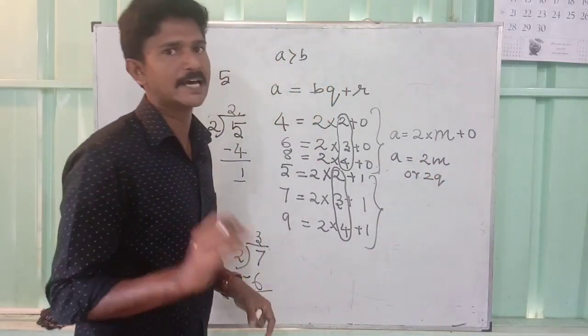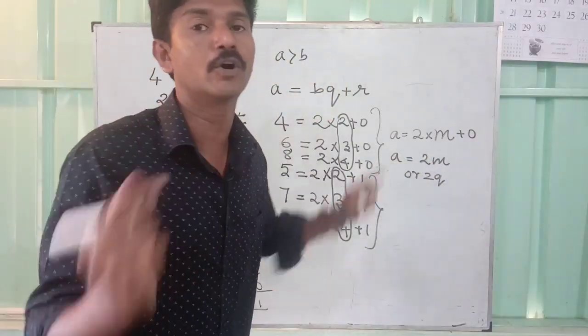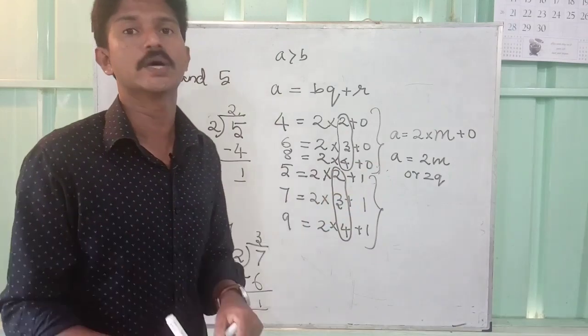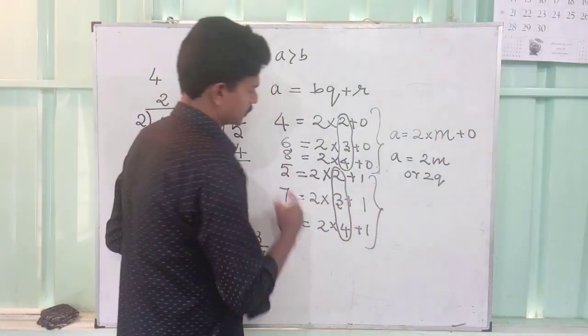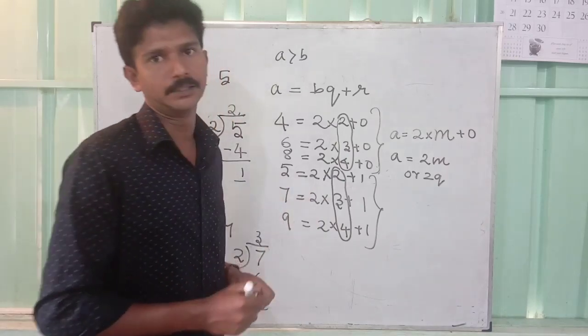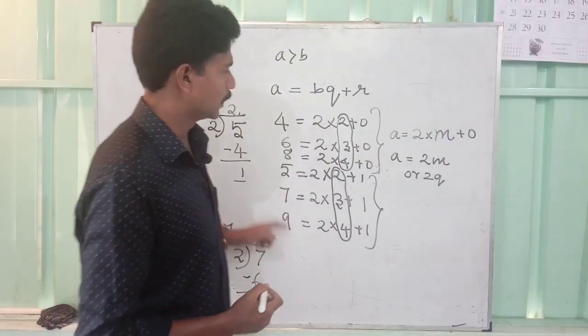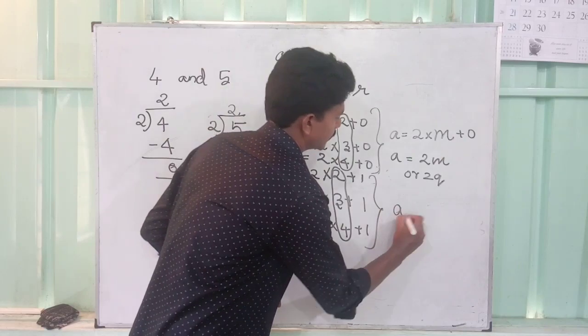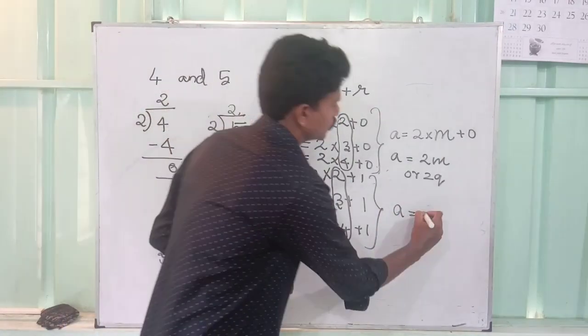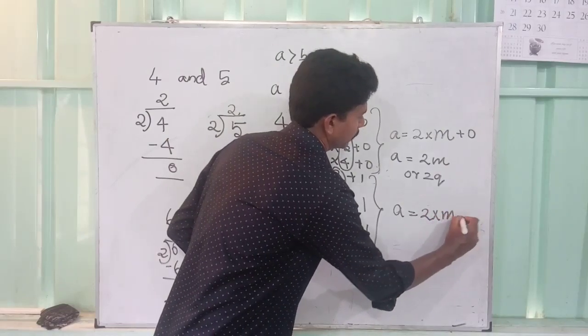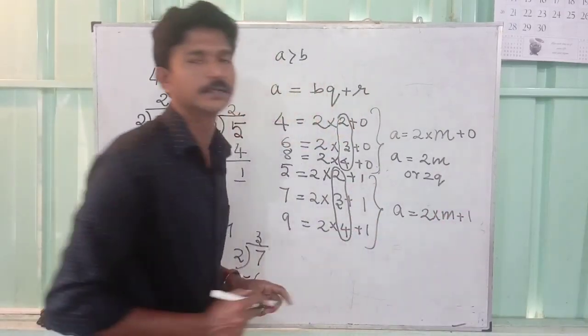2m or 2k. As I said, either we can write m or q as a common practice. Okay. So next we can take the odd number. In this one, the same way we can write a is equal to 2 into m plus 1, because we are having the remainder as 1.